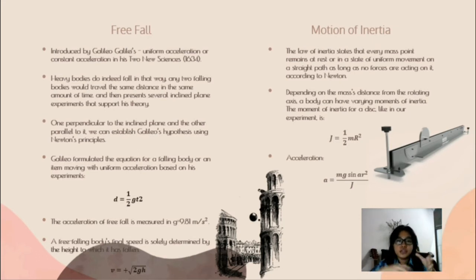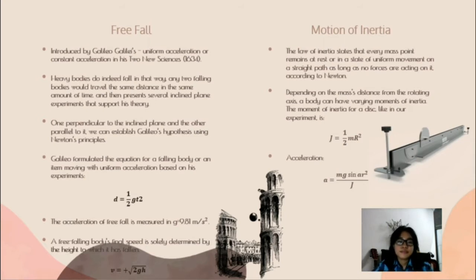When a disc is allowed to roll down an inclined plane, it accelerates in a consistent manner. The amount of acceleration is determined by the angle of inclination and the moment of inertia, which serves as a brake. Depending on the mass's distance from the rotating axis, the body can have varying moments of inertia. The mass moment of inertia for a variety of bodies is detailed in the literature. The moment of inertia for a disc, like in our experiment, is as follows, and the acceleration is calculated as follows. So that's all from me.